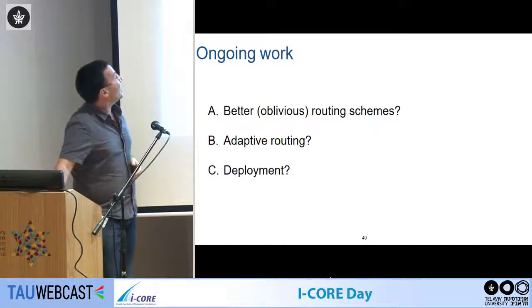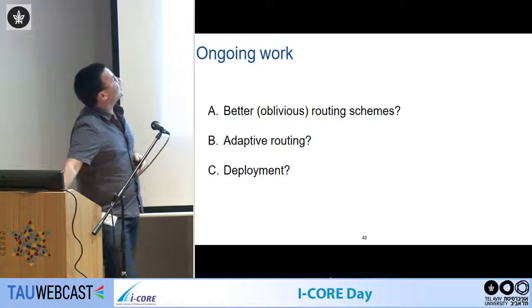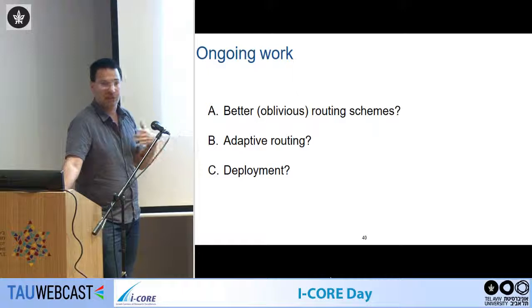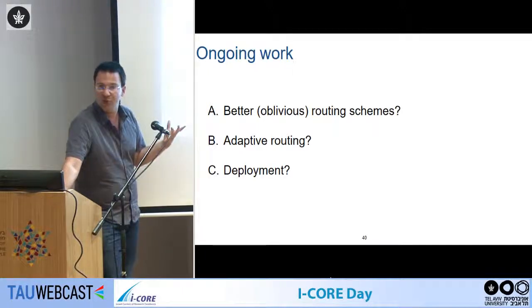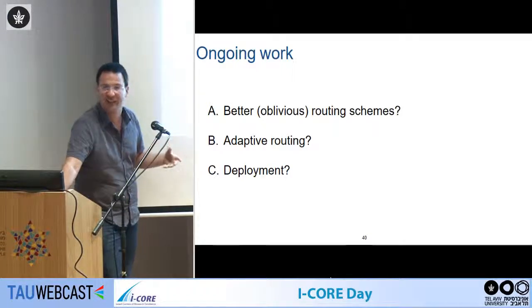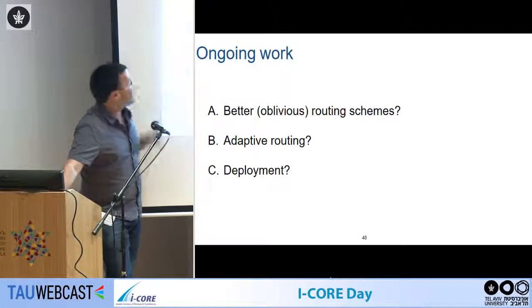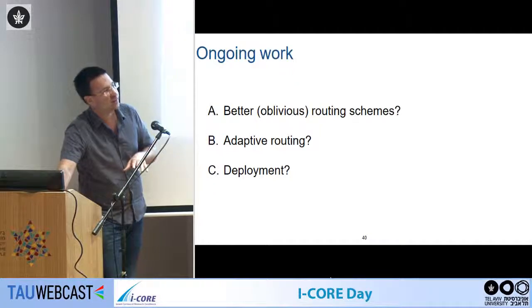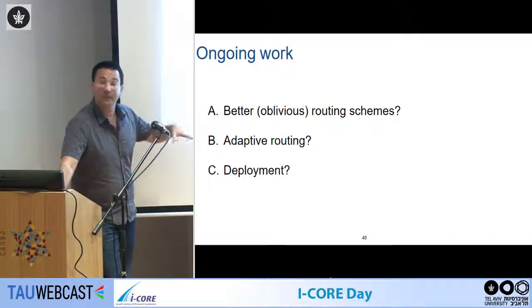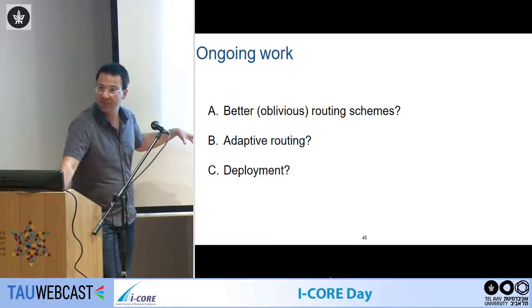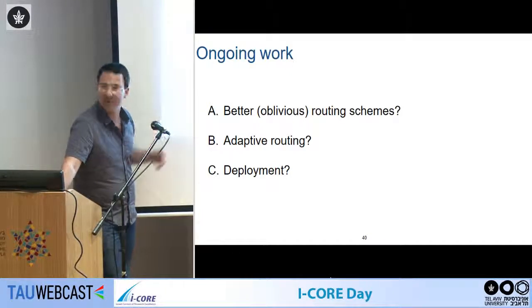So what are we working on now? Better oblivious routing schemes. Can adaptive routing help? We've done something that's very simple, but what should routing on expanders actually look like? And what information about the traffic pattern can I take into account? And the last thing, of course, is deploying this thing. So we're doing several things along these lines. We're working with a large switch vendor, and we're also building an experimental platform at Hebrew University for evaluating this platform. And hopefully a year from now, we'll know more.